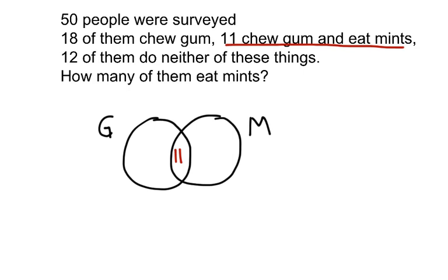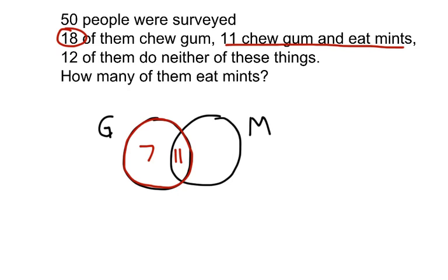We're also told that 18 people chew gum. That means that inside this gum circle over here, we're going to need to have a total of 18 people. So far, we already have 11 in there. So we're not going to put 18 people into region 1 because that would be too many. That would mean there would be 29 inside the gum circle, and we don't want that. We want a total of 18 inside the gum circle. We have 11 so far, so that means we're going to need 7 more in there.